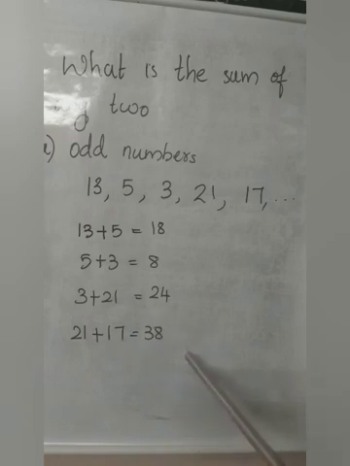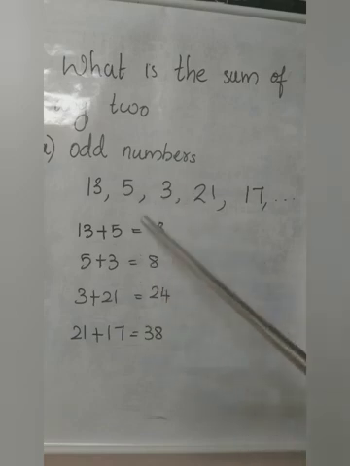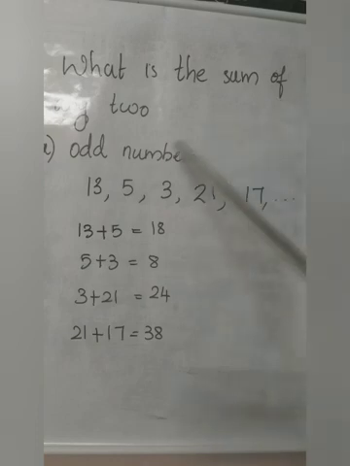So, what can we conclude from here? When we add any two odd numbers, what sum do we get? We get an even number. So, the sum of any two odd numbers is always even. Now, you can take any odd numbers and check by yourself.